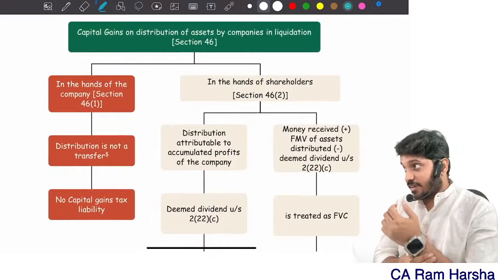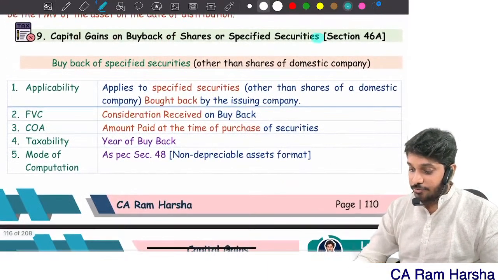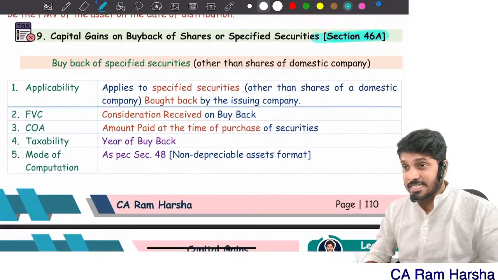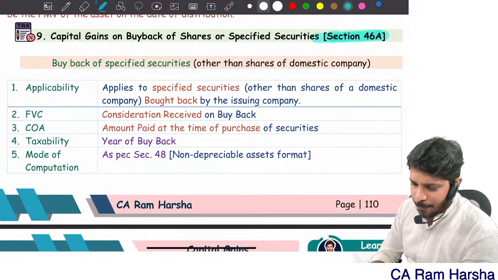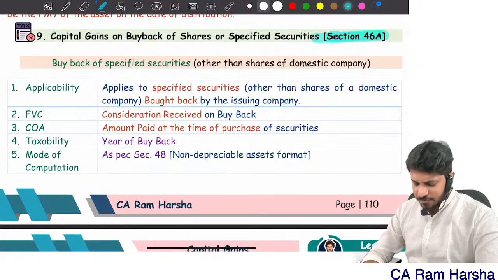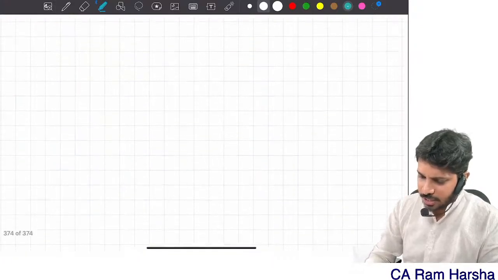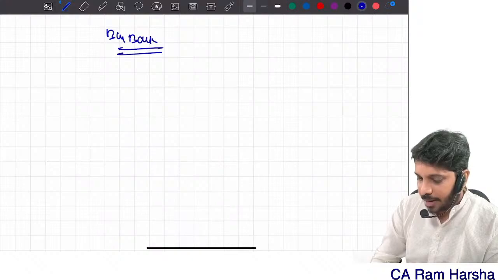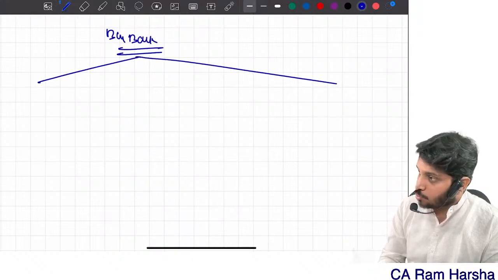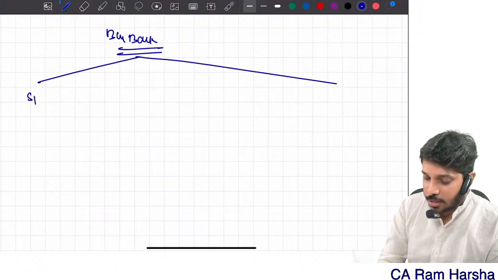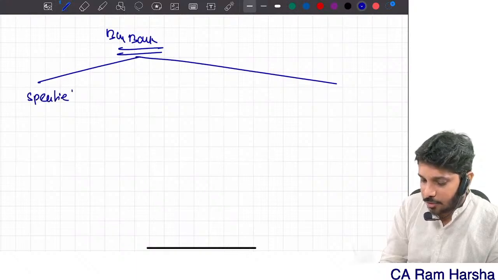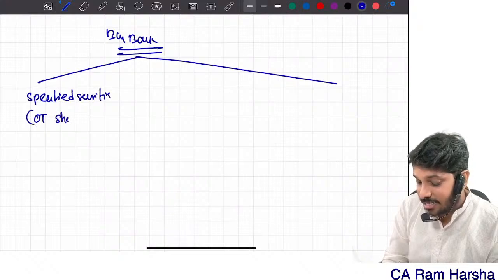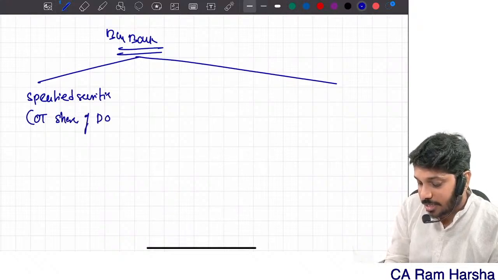Now that is 45 subsection 5. Now let us discuss 46A, which is buyback. So what is buyback of securities? Now the section is divided into two parts. One is buyback of specified securities other than shares of domestic company.